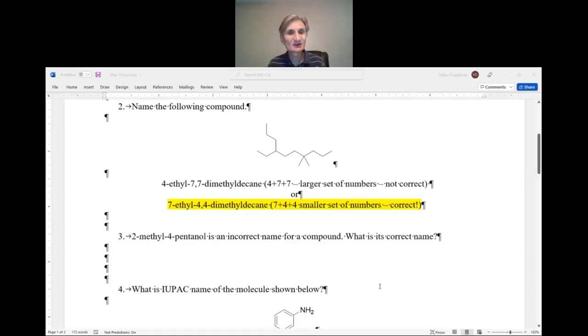In this case, you have an incorrect name for a compound. Just because the name is incorrect, it doesn't mean that you cannot draw that formula. Yes, the name is incorrect, but it belongs to only one compound. There is only one 2-methyl-4-pentanol. It's a wrong name, but there is only one compound that corresponds to that name. So what you should do is draw that. From this name, you draw a formula first. That's the first step.